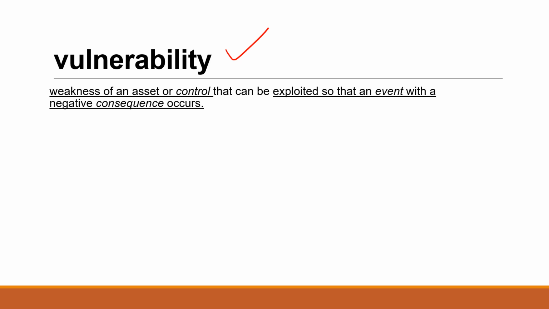Within the threat there are threat actors. Vulnerability is a weakness of an asset or control that can be exploited so that an event with a negative consequence occurs. So if you develop software, you have to do the right testing so that you don't leave any weakness there. There can be weakness of an asset or control.